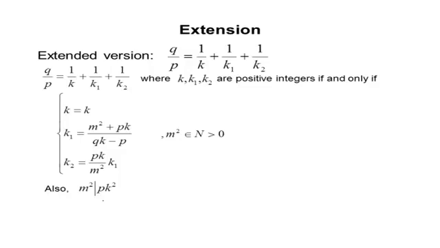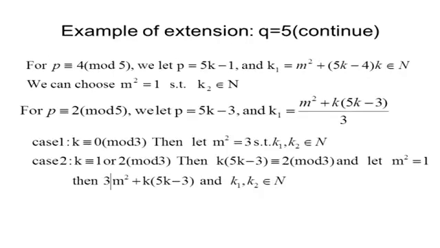Then we will suggest the extension of this conjecture. The standard version is very similar to our formula proved in theorem 5.2. Just replace 4 with a positive q. And we are going to give an example of extension when q equals 5.